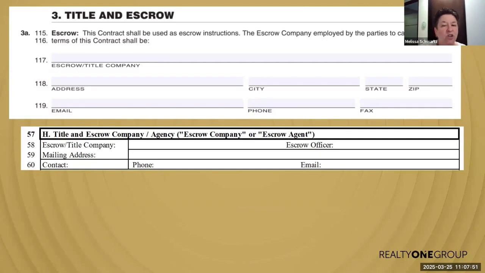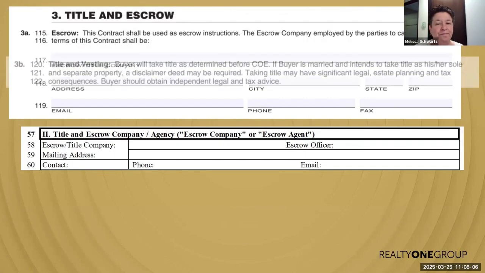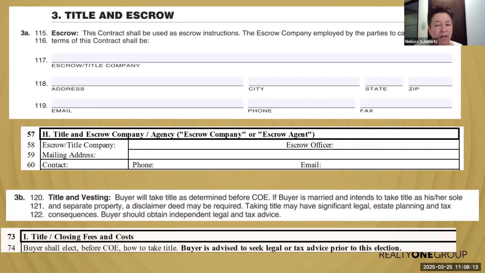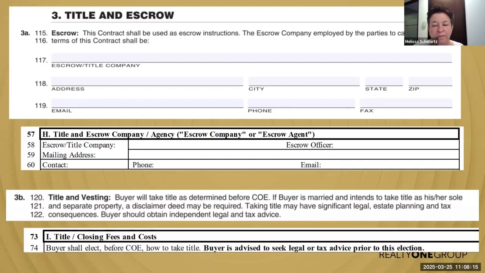Two big sections, title and escrow, very, very similar. Title and escrow, of course, is up front. They really show in the first page, they try to go over as many of the participants to the contract in the non-member version. Ours is a couple of pages in there. And then title investing, I think they have the same thing, advised to seek legal counsel here. Where is this?